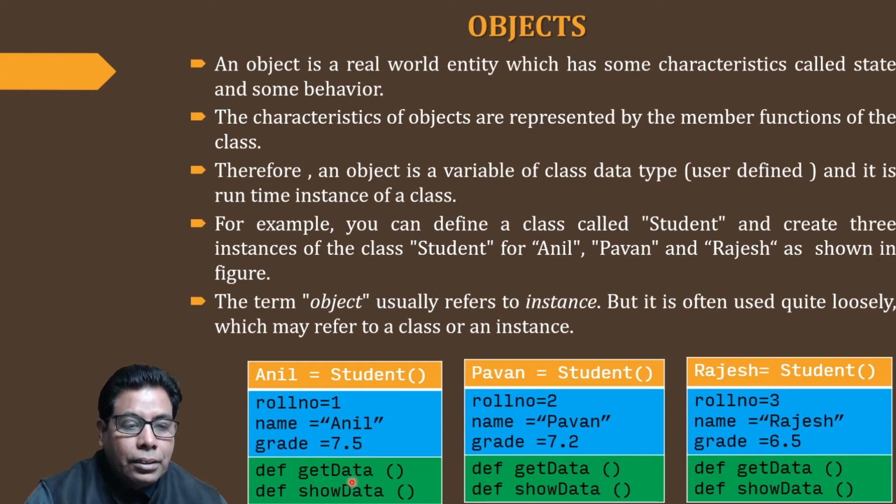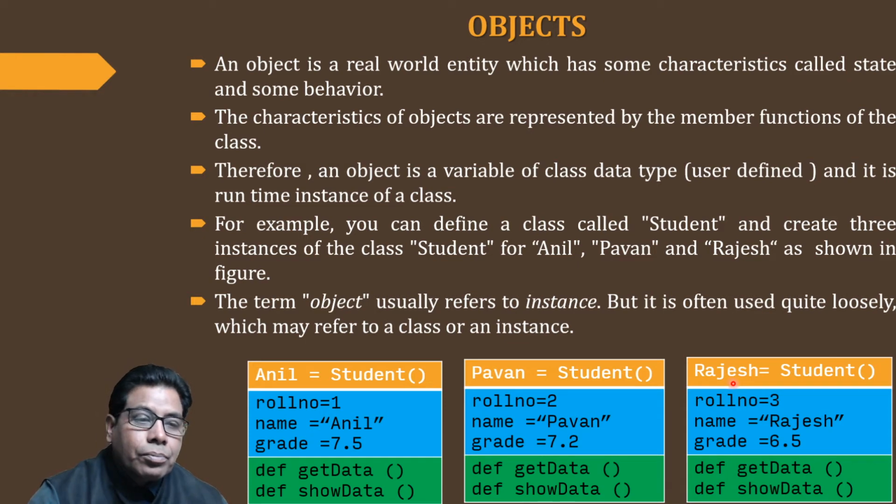And this get data and show data, these are the methods which are associated with the class, and that's why they are associated with this object Anil. And similarly, here the attributes are roll number 2, name Pawan, grade 7.5, and the same methods are associated with the object Pawan. Then here the attributes are roll number 3, name Rajesh, and grade 6.5, and the same methods get data and show data are associated with the object.